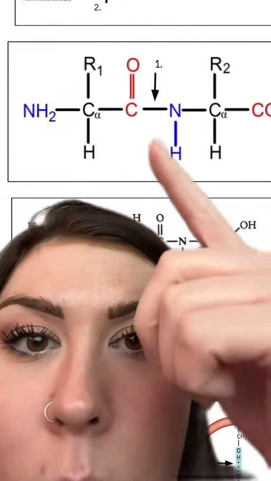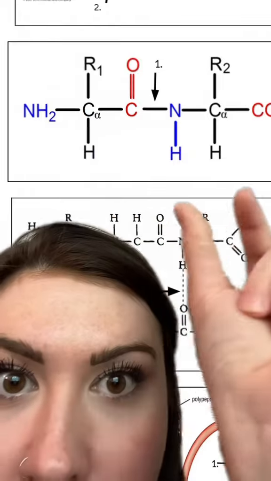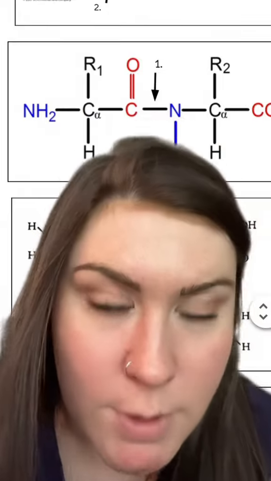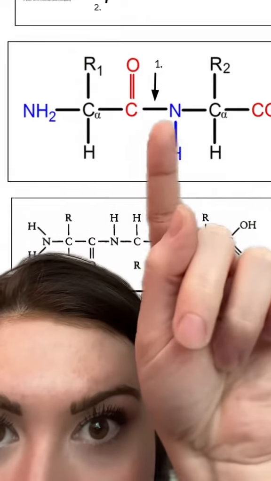Next question, what is this bond called? The answer is a peptide bond. We have 2 amino acid residues, which are the building blocks of proteins, the monomers of proteins, okay? And in between 2 amino acids, you will have a peptide bond.